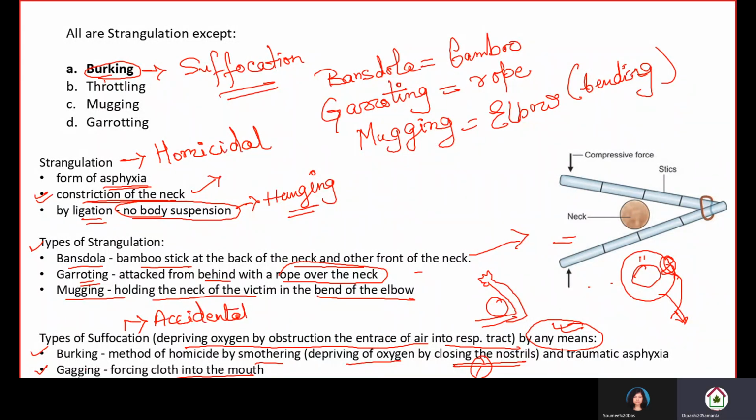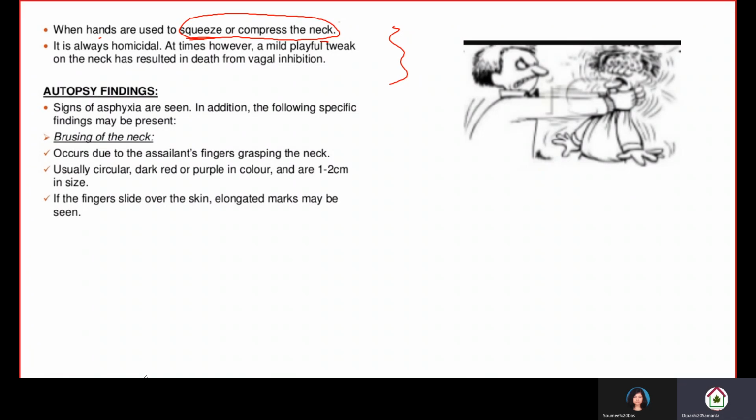Because you see, choking can be accidental, food choking, foreign object choking. Forcing cloth into the mouth usually does not happen by accident, although it can. Choking is quite accidental. Another thing, in case of strangulation, the autopsy findings that we get are signs of asphyxia.